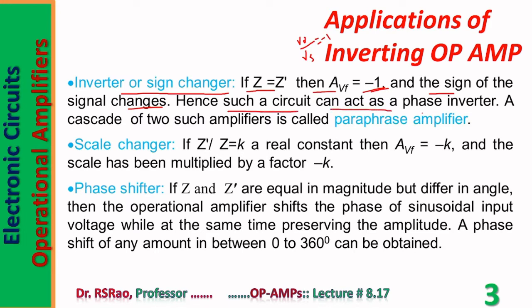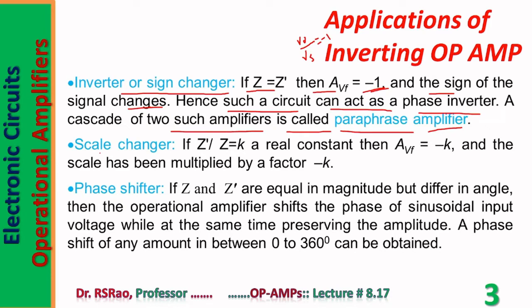Hence, such a circuit can act as a phase inverter. A cascade of two such amplifiers is called a paraphase amplifier. So the output of a paraphase amplifier is the same as its input.